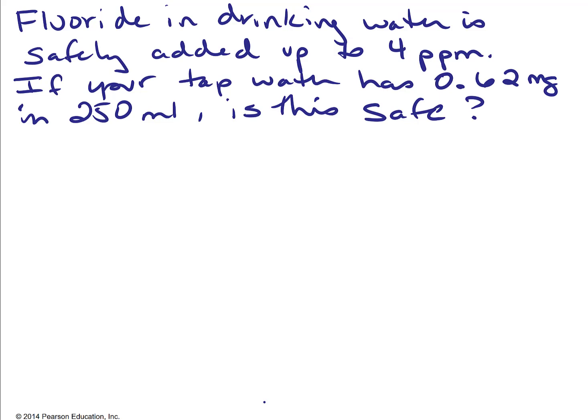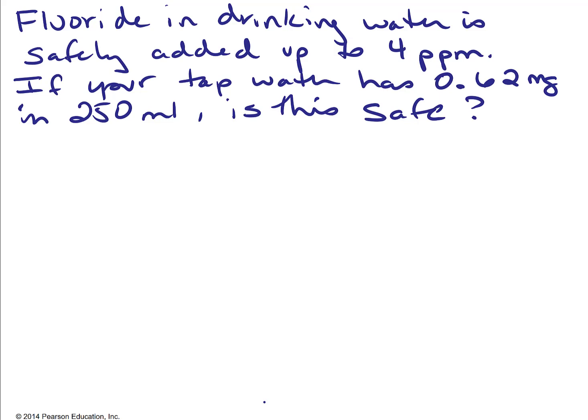But if you have a lot of fluoride in your water, you can start to develop spots on your teeth. You can develop fluoride deposits on the teeth, and you can also see that in bone as well. So that is why there's a limit as to what is safely added: 4 parts per million.